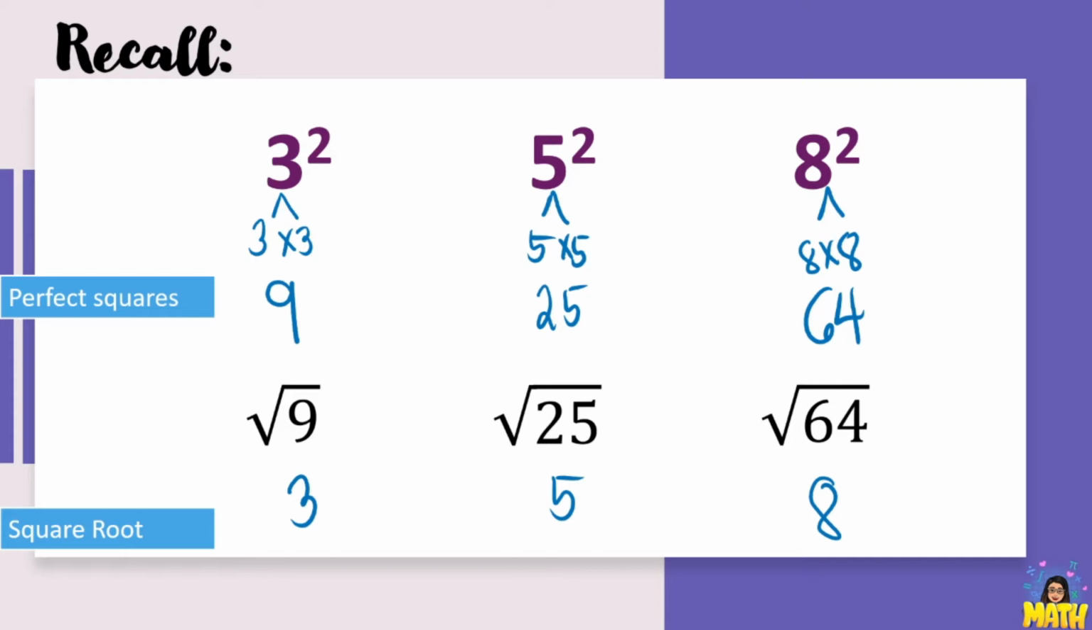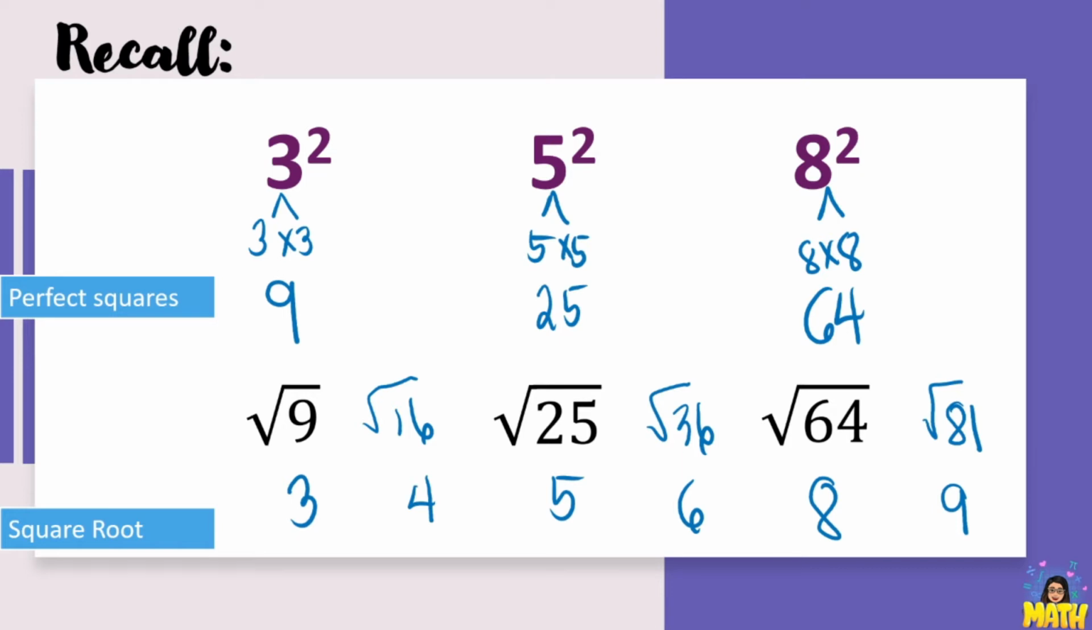Madali lang hanapin ang square root ng isang number kapag ito'y perfect square. Katulad ng square root of 81, that is 9. Square root of 36 is 6. Square root of 16 is 4.